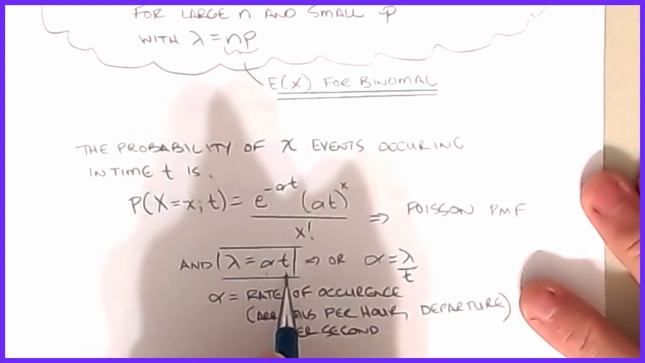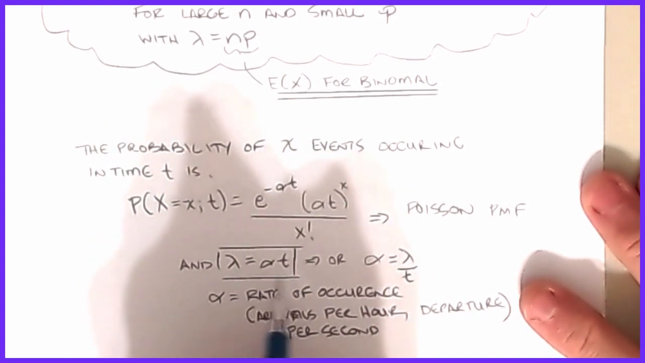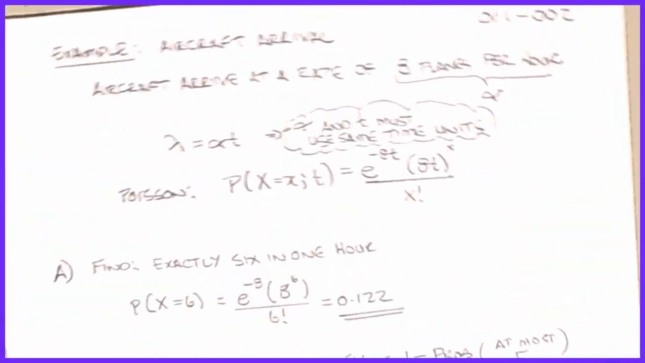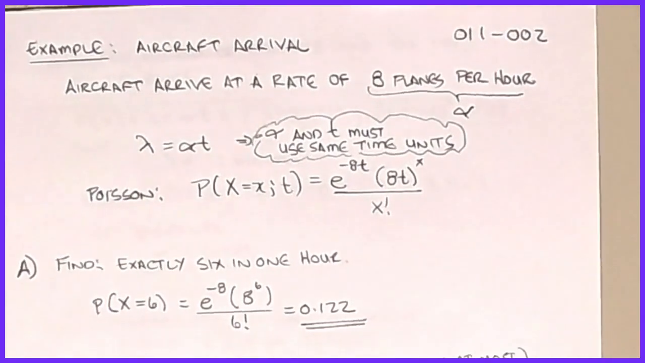Okay, if it's in minutes, this needs to be in minutes. There has to be some sort of correlation or matching of what's happening on those. So that's our basic Poisson process. So let's try one. Okay, so we got kind of an aircraft arrival problem on this one.